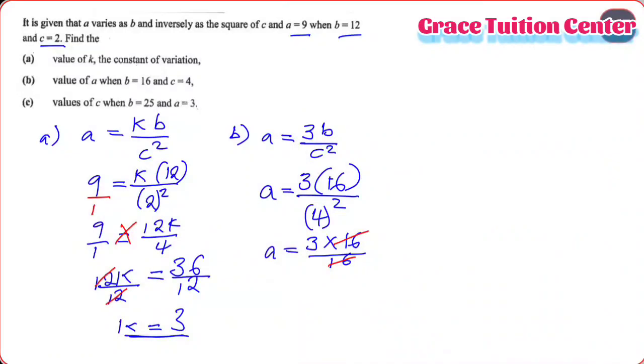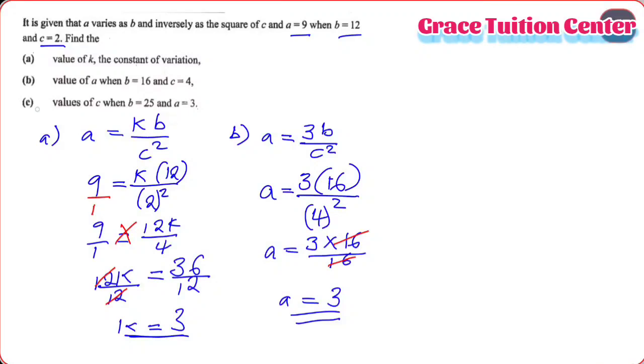So now what are we remaining with? We are remaining with A, which is just the same as 3. Okay? We proceed to the next question.